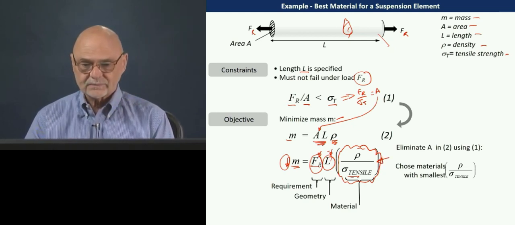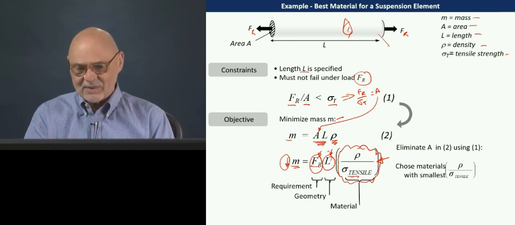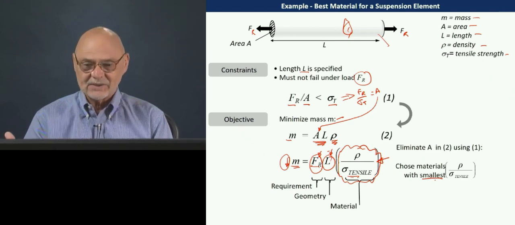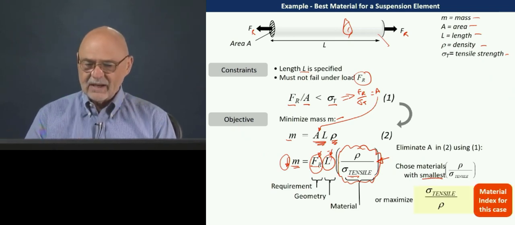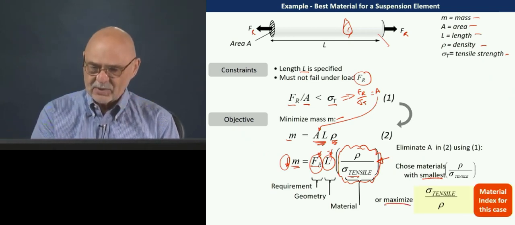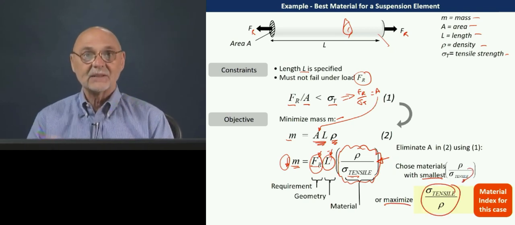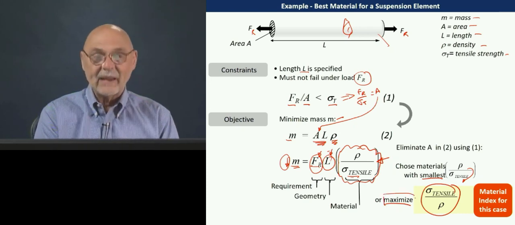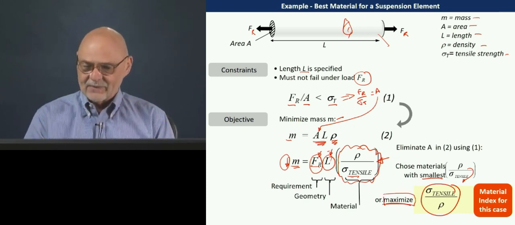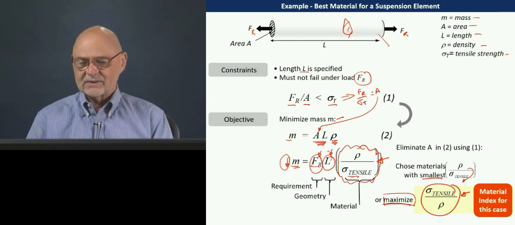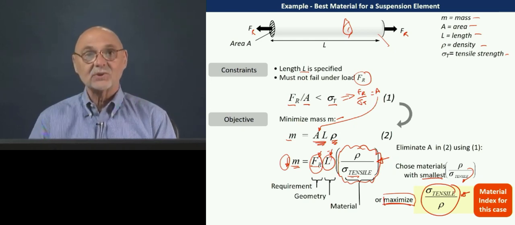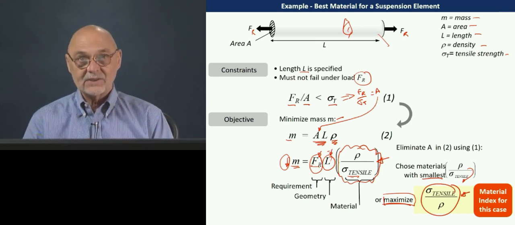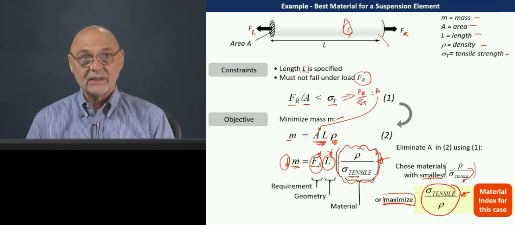But we're going to do something a little bit differently. We don't like to minimize stuff. We like to maximize stuff. So what we're going to say is we're going to maximize the reciprocal of that value. It does the same thing. It just lets us use maximize. This now becomes the material index, the tensile strength divided by density. For this particular example, that becomes the material index.